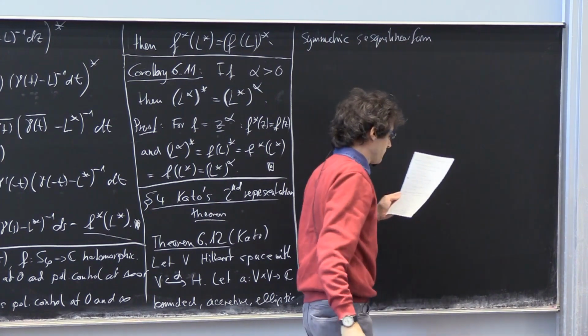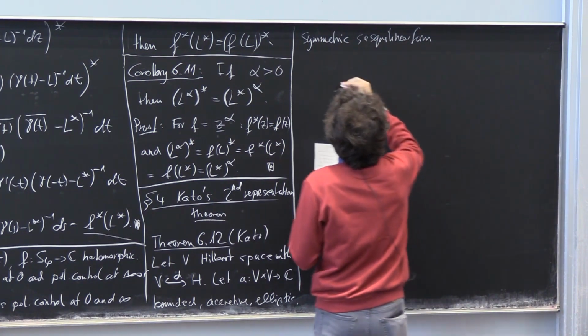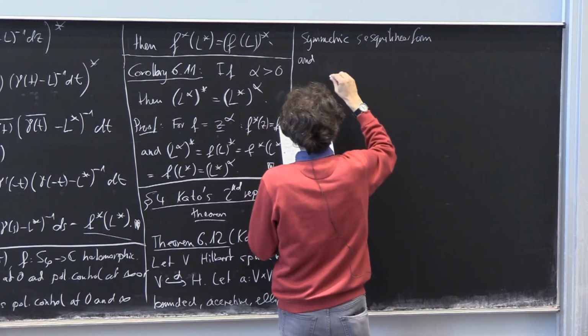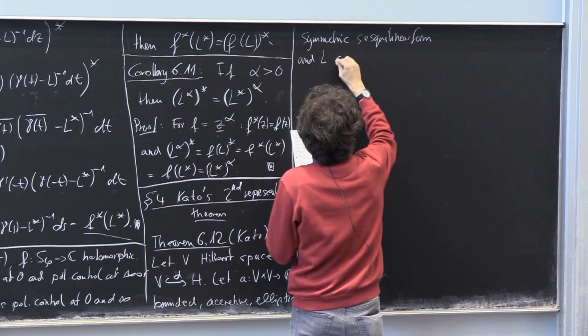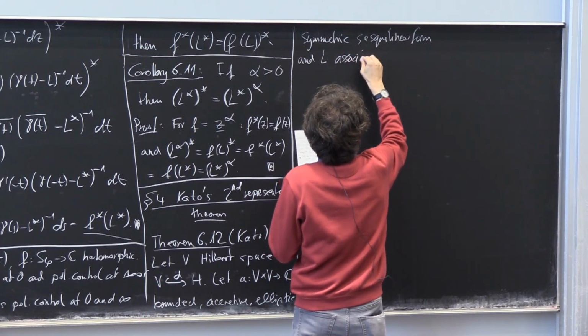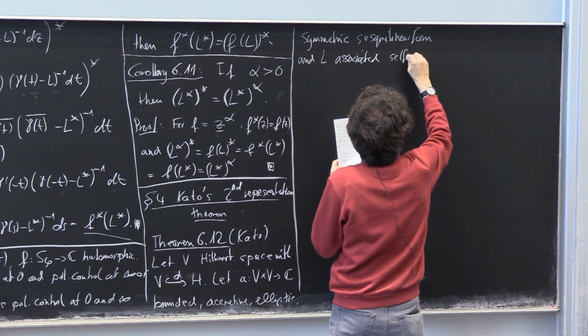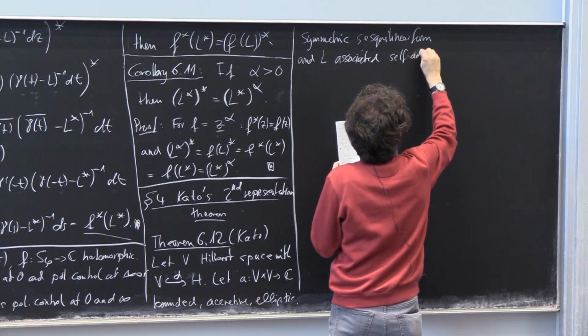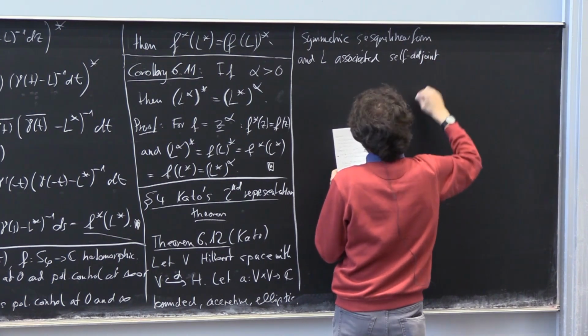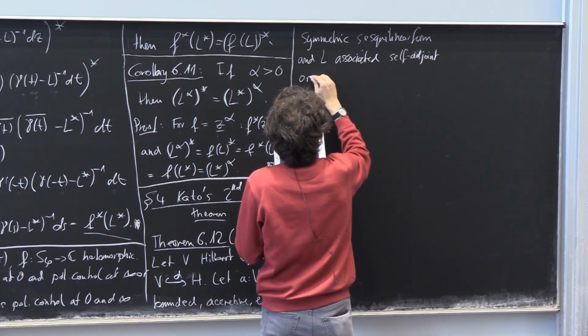And we've seen that whenever you have such a form, this comes with an associated operator, or with two associated operators. So by L, I will now denote the associated operator to this form. And since the form is symmetric, this operator will be a self-adjoint one, a self-adjoint operator in H.